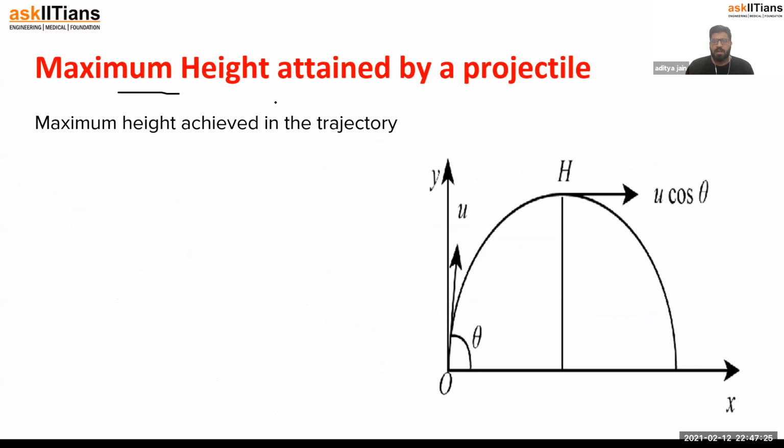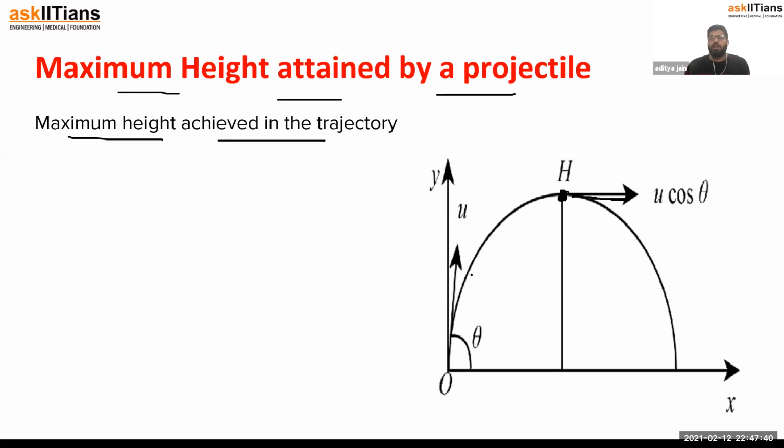So first is the maximum height attained by a projectile. What do you mean by maximum height achieved in the trajectory? Maximum height is actually the maximum height attained by the projectile during its complete motion. So this is the point of maximum height.